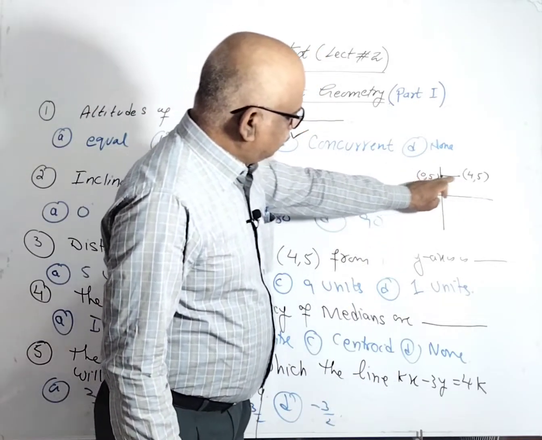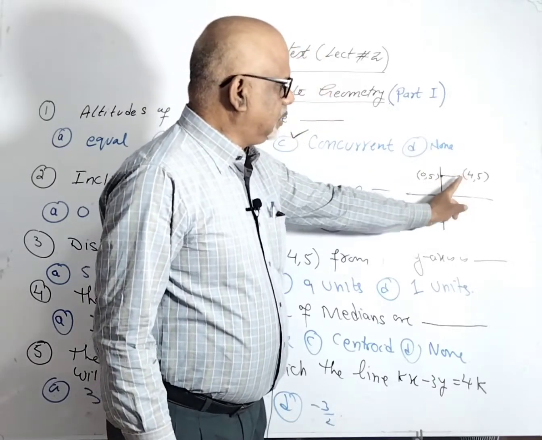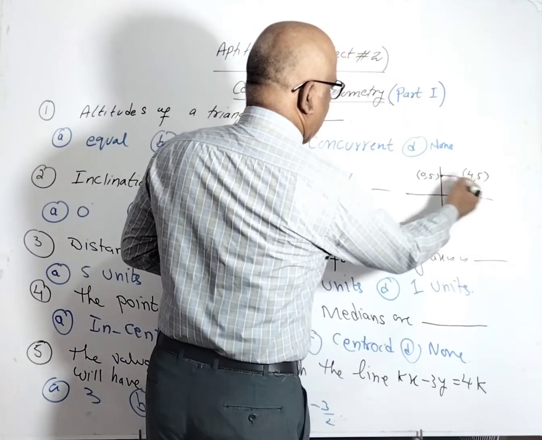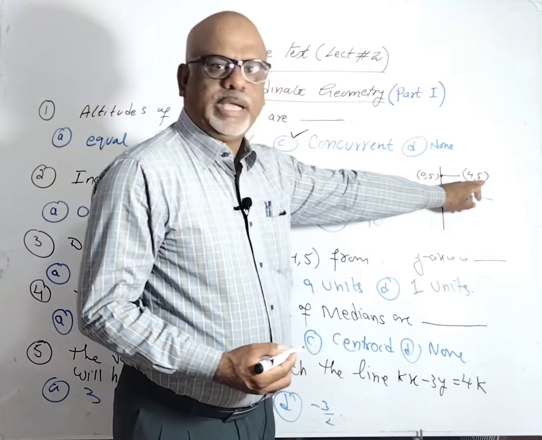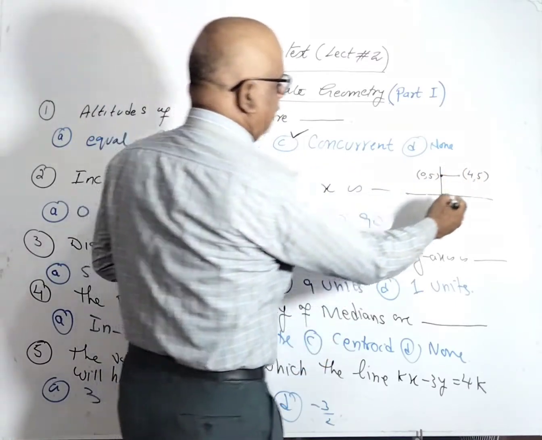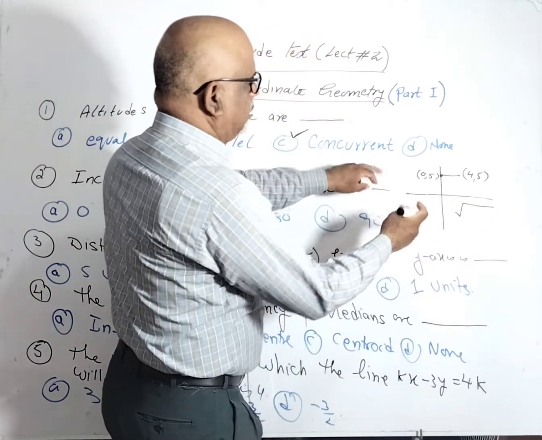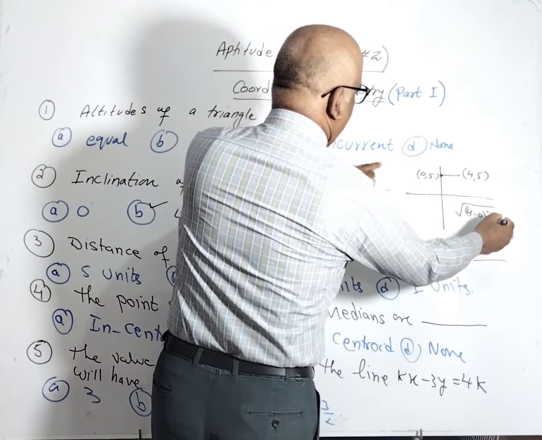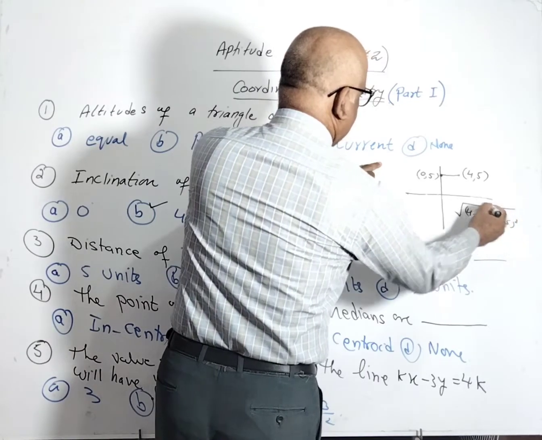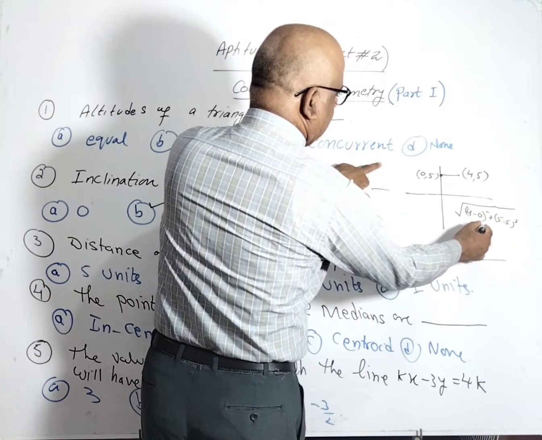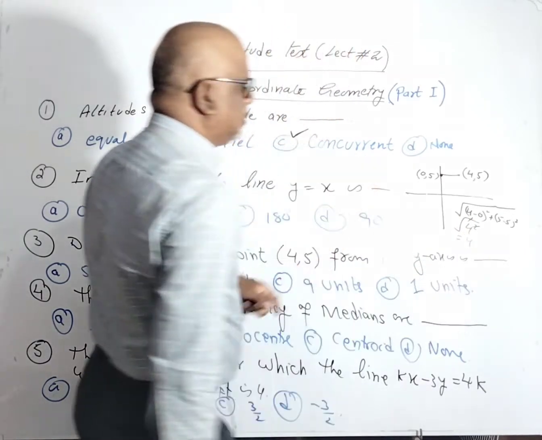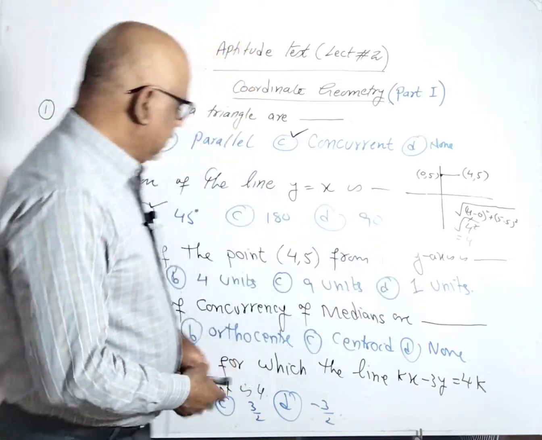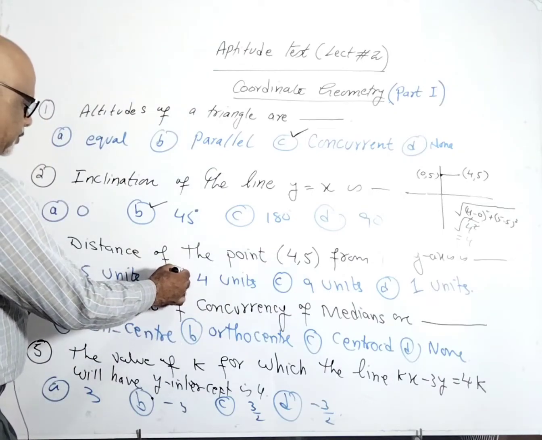Now we use the distance formula to find the distance from this point to the y-axis: the square root of (x2 minus x1) squared plus (y2 minus y1) squared. So here, (4 minus 0) squared plus (5 minus 5) squared under the radical. The second term is 0, and 4 squared cancels with the root. So the answer is 4. The distance of this point from the y-axis is 4 units. So option B is correct.